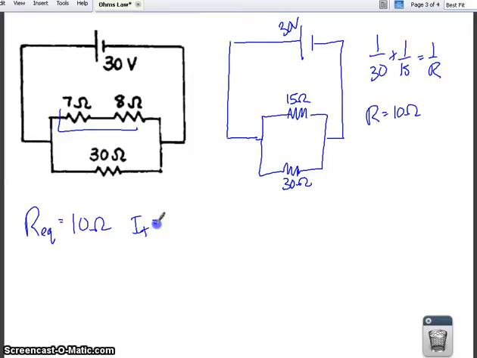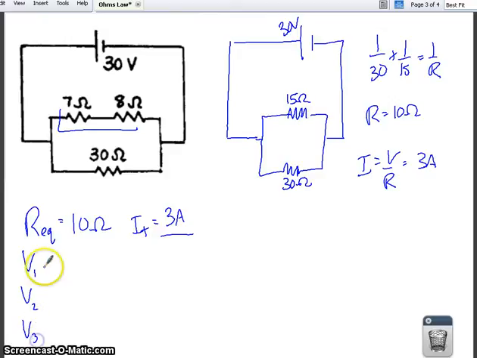The total current, I equals V over R, which is 30 volts divided by 10 ohms, so it's going to be 3 amps. So we have to now go through and solve the voltage for all three resistors here using our logic and our knowledge of the rules to figure it out.